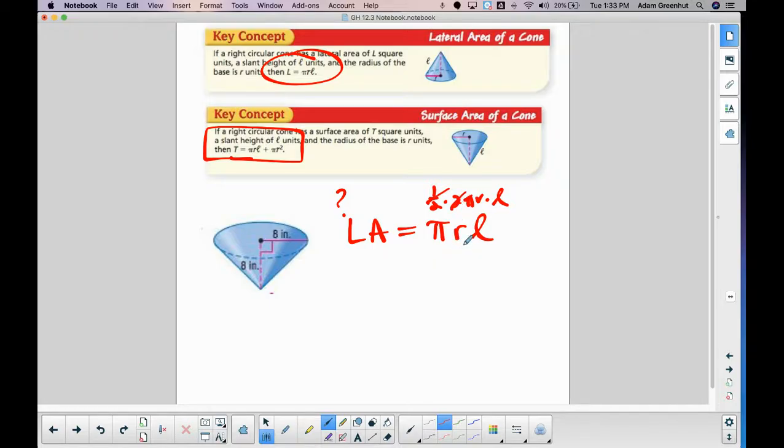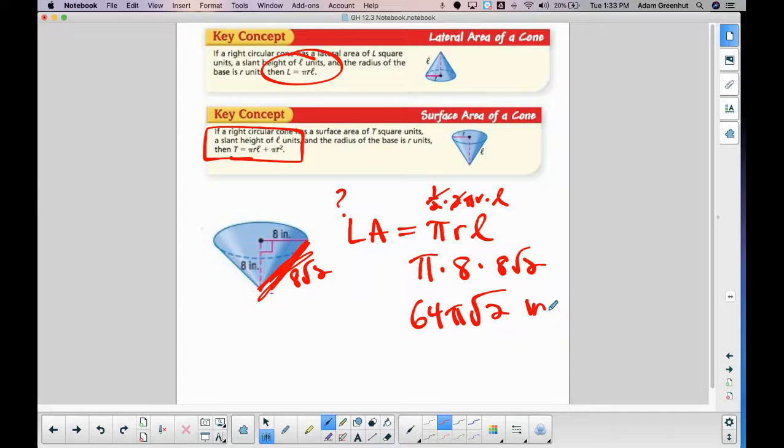Don't forget those cancel, leaving you pi RL. So it's pi times the radius of 8 times, I don't have my slant height, but I can find it very easily by just realizing that this is a 45, 45, 90. Perfect. You could also use Pythagorean theorem, and I get 64 pi root 2 inches squared, and that is our lateral area. Hope you got that too.